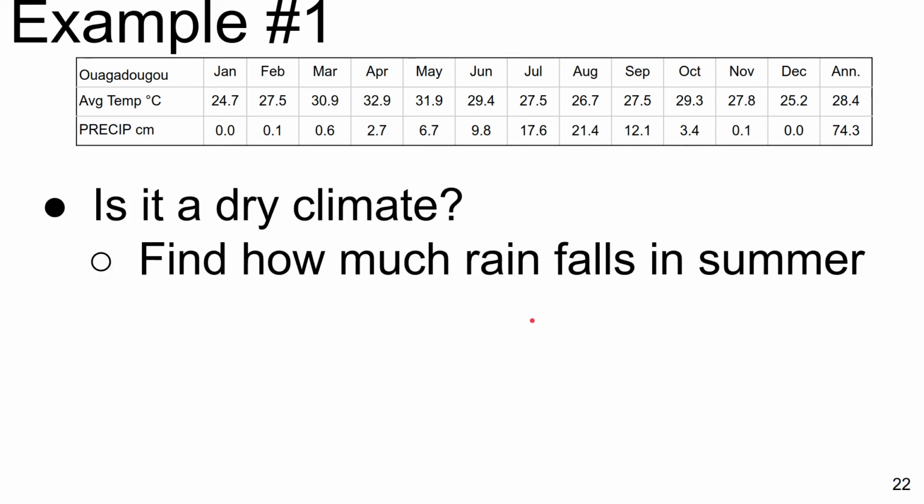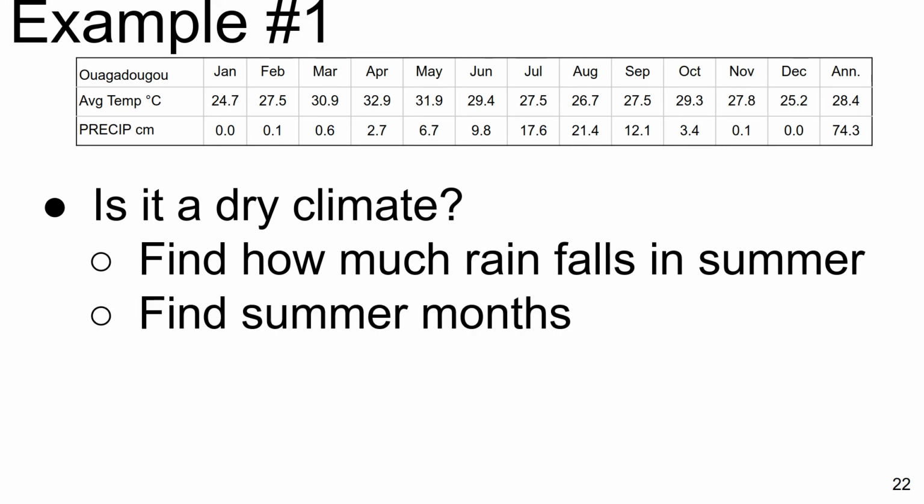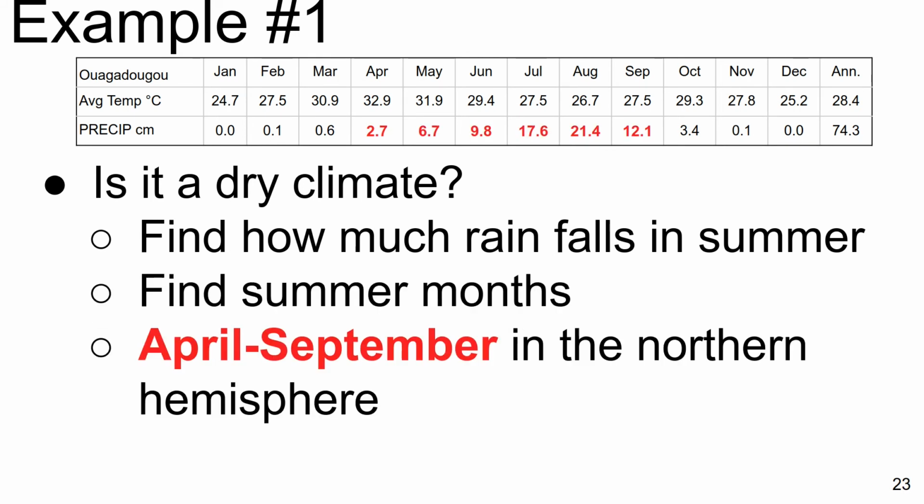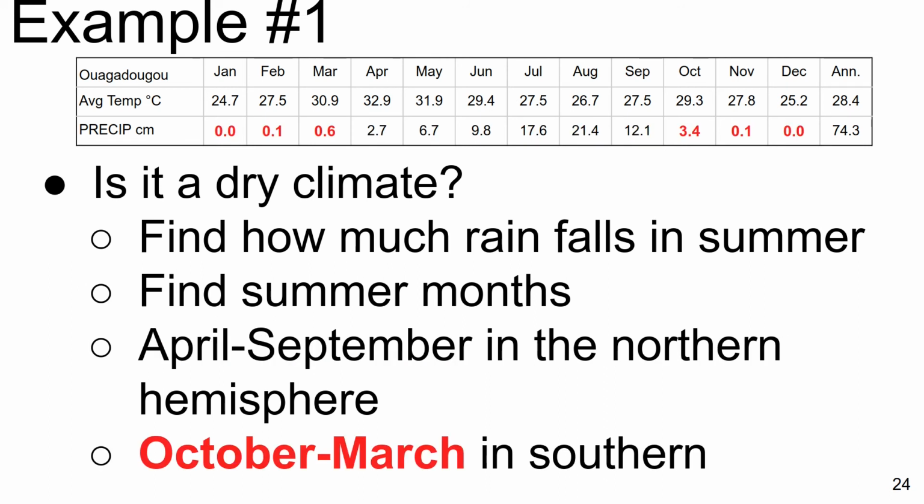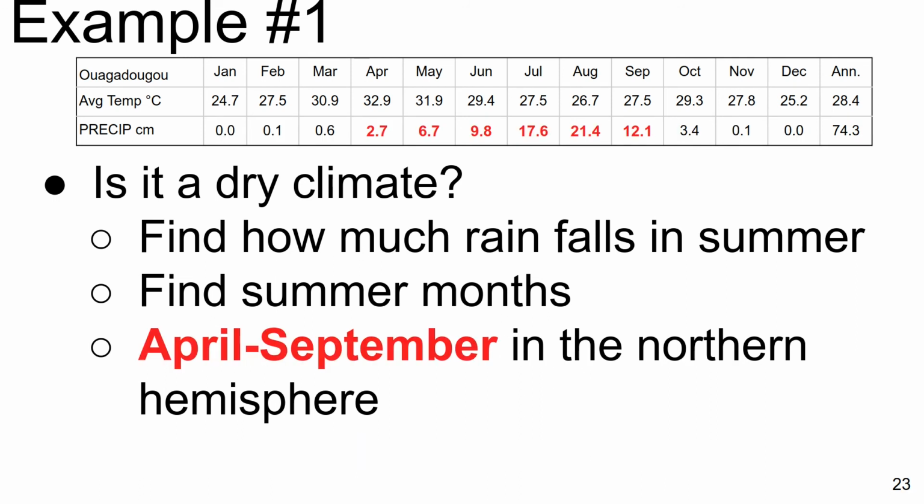So, find out how much rain falls in the summer. And again, you got to find the summer months. So, is April through September the summer, or is October through March? Looking at the temperatures, April through September, we've got like 32, 31, 29, and the rest of the year, 24, 27, 30. So it looks like April through September, that's going to be our summer.